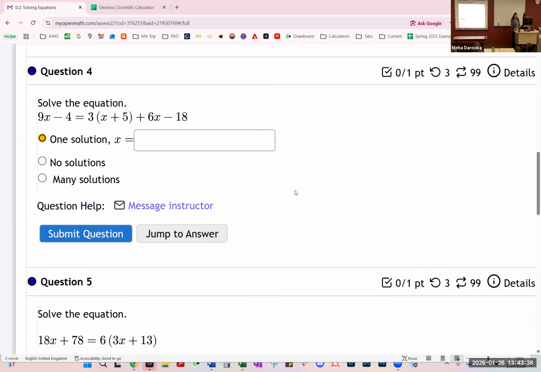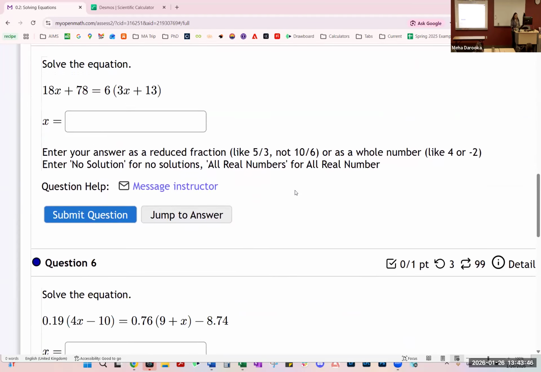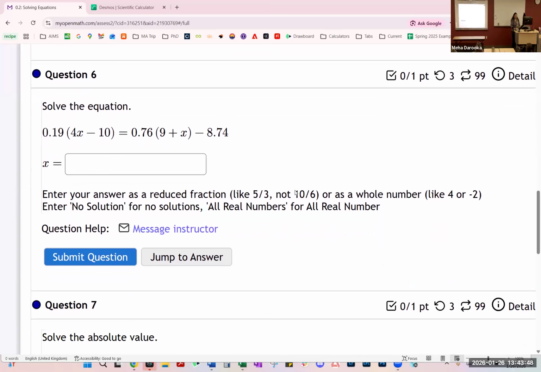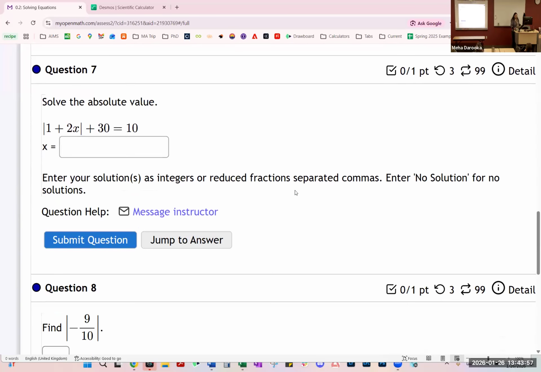This one honestly is just a little bit more like question 1, just with more terms. So I will actually let you guys figure that one out too. Honestly, it looks very similar. So let's get down to absolute value equations.